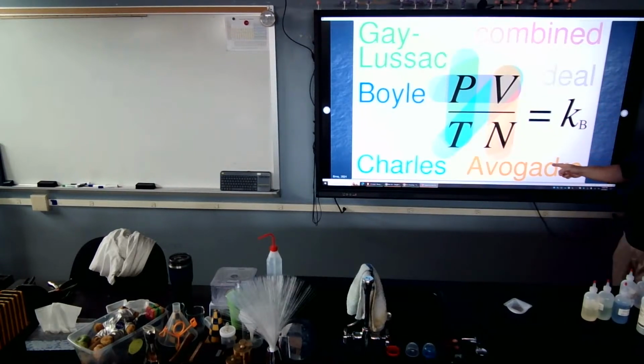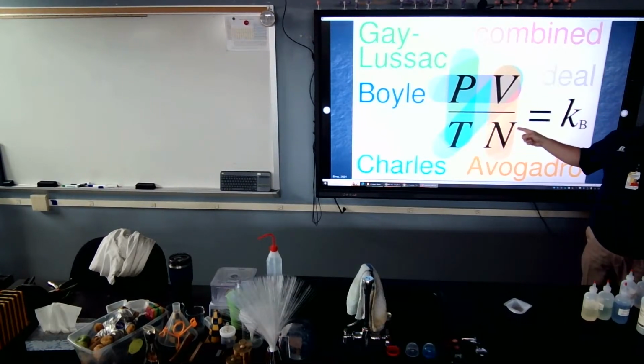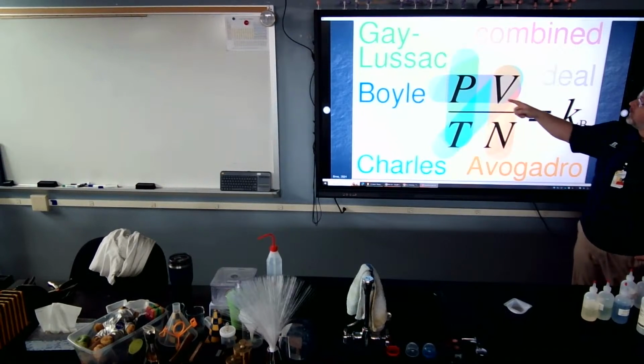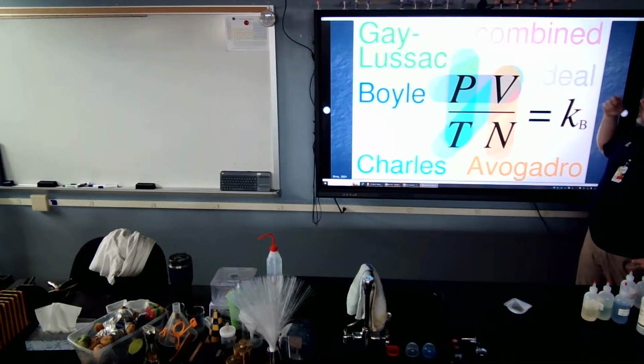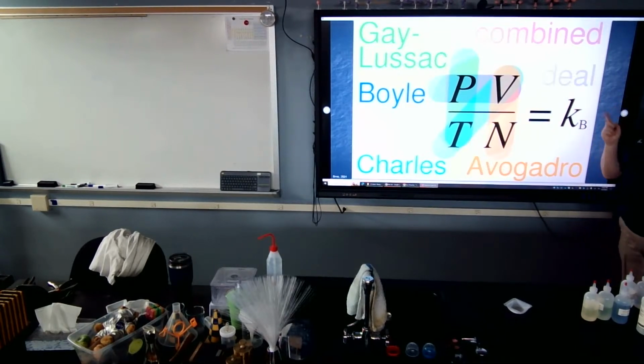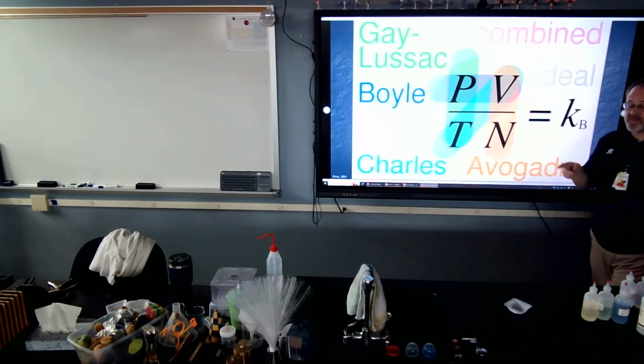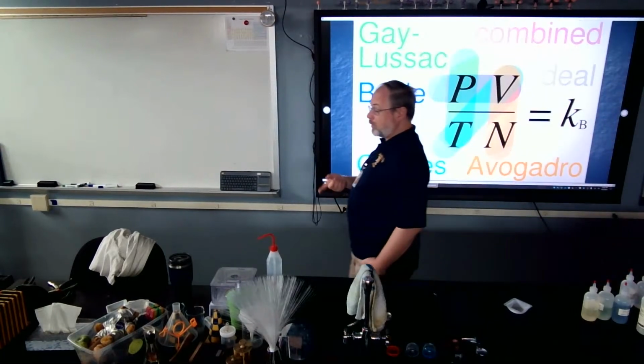And then when you take Avogadro's number and you basically pretend that there's moles in here, then you get your ideal gas law. PV equals nRT. There's an R in here. It's a gas constant. Okay, so tomorrow we're going to be collecting gas over water.